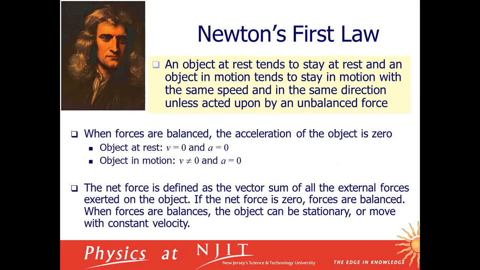When forces are balanced, the acceleration of the object is zero. As you can see, for an object at rest, the velocity is zero, hence the acceleration A is equal to zero. For an object in motion, the velocity is not equal to zero, and A is equal to zero.